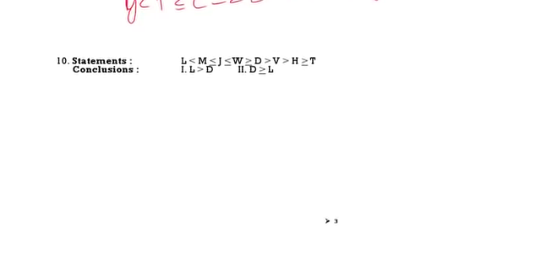See the next one. L less than M, M less than J, J less than or equal to W, W greater than or equal to D, D greater than V, V greater than H, H greater than T. Now L greater than D. So this is L. This is D. In between, the symbols have been changed. First one does not follow.